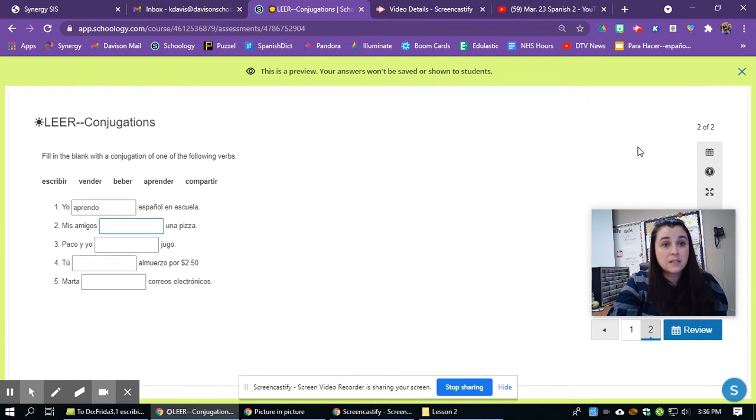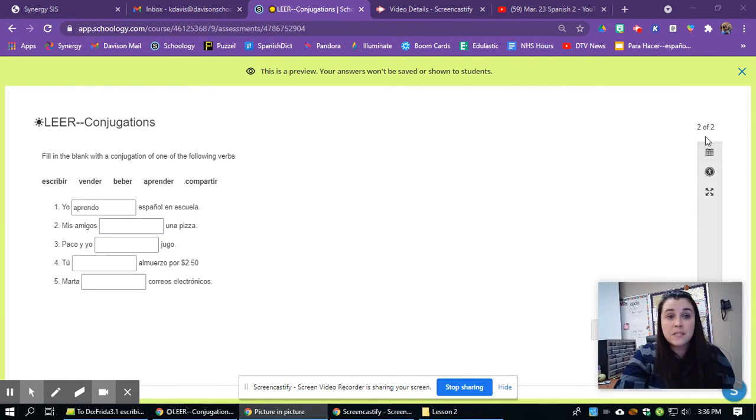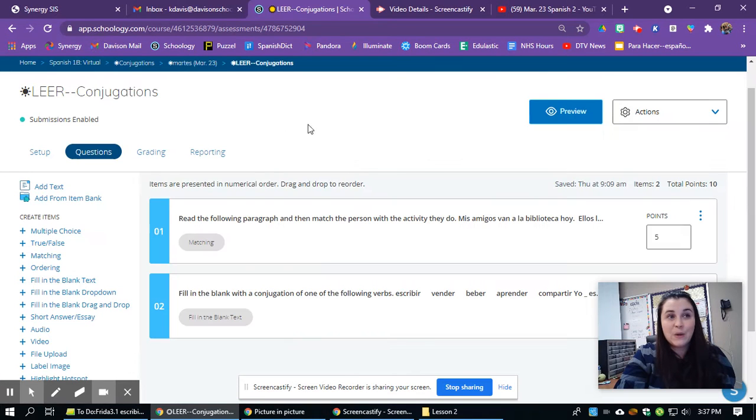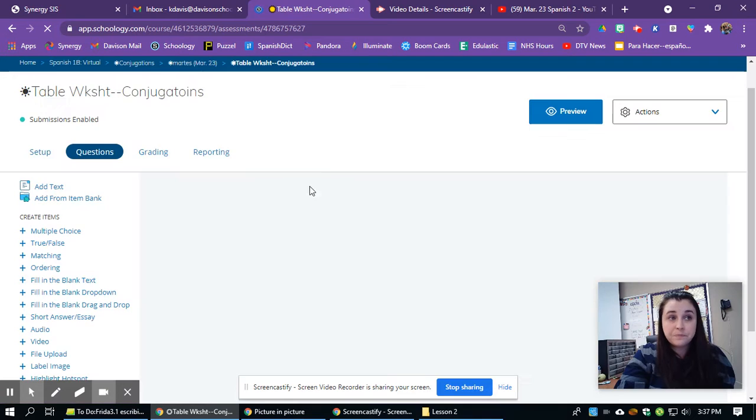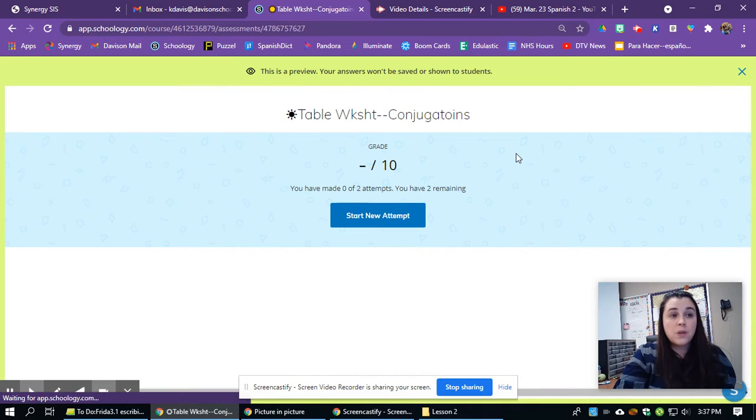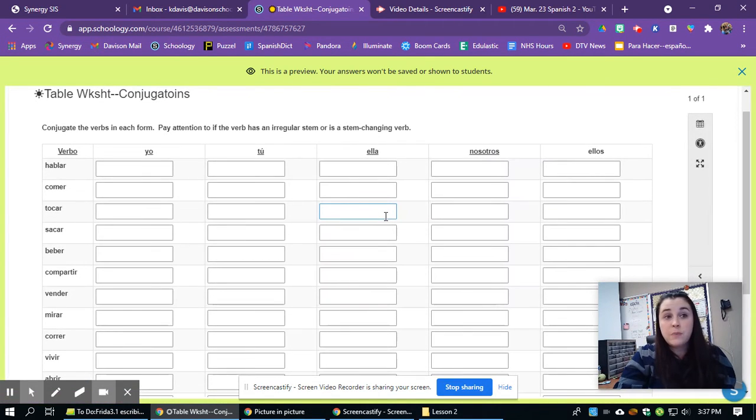Remember, with these puzzle piece activities, you can do them twice. So if you make a mistake, please redo it and get a better score on that. And then the second thing you're going to do is a table worksheet through Schoology. So what this is, is just some repetitive, continuous practice on conjugations.